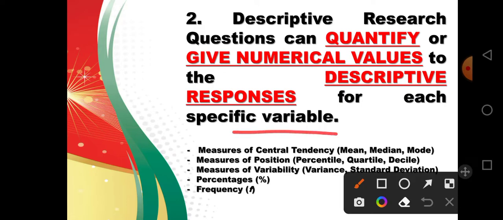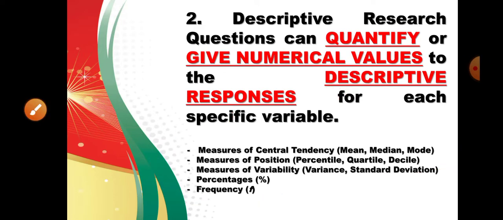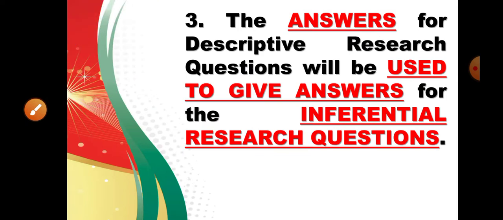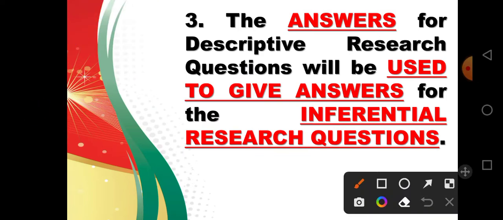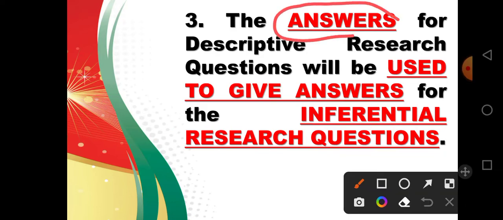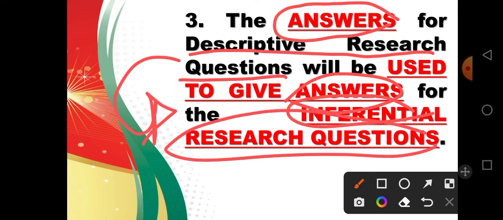So these are examples of descriptive statistical treatments that can be used so that we can further quantify our descriptive responses. And if these descriptive responses can give such values, therefore, class, the answers for the descriptive research questions will be used for us to give answers to the inferential research questions. Meaning to say, the answers we obtained with the use of the descriptive research questions shall also be used to answer the inferential research questions.